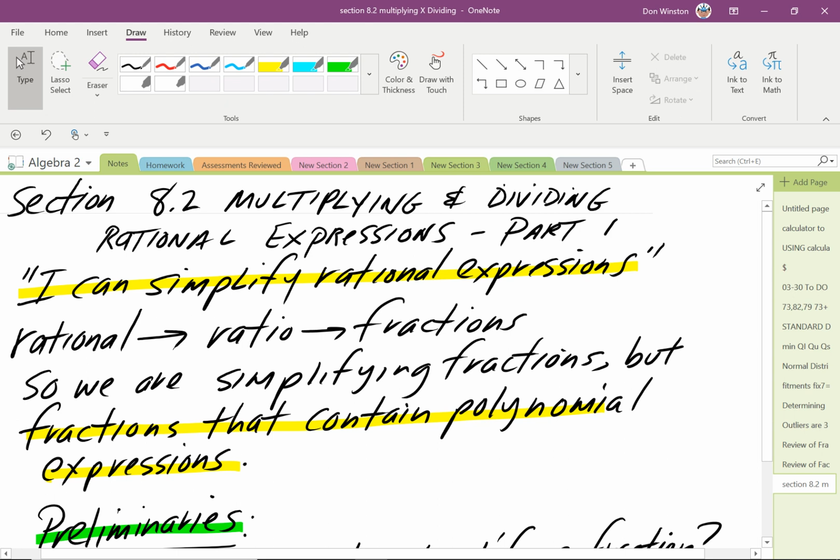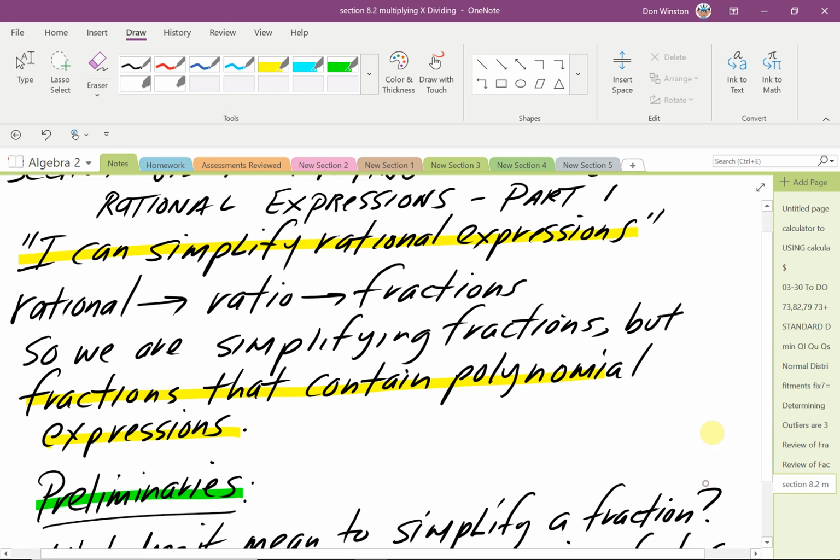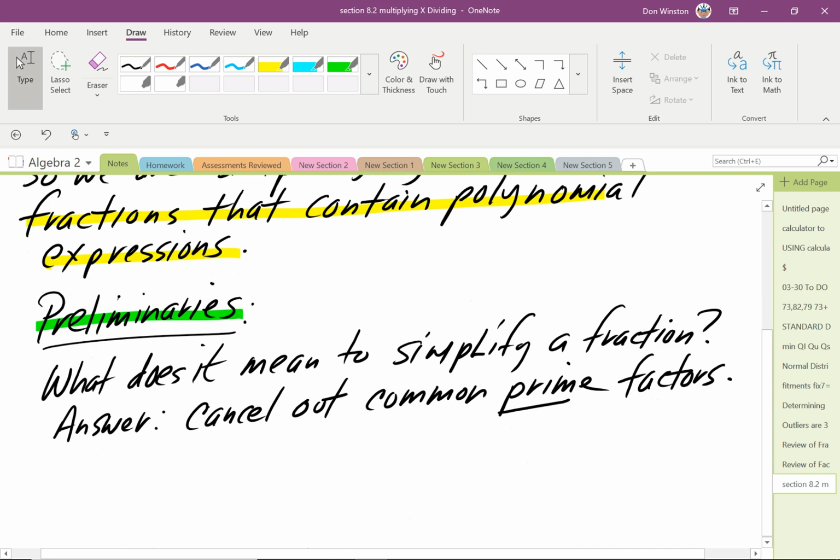Okay, so the key word here is rational. Rational meaning ratio, and ratio meaning fractions. So we are simplifying fractions in section 8.2, but fractions that contain polynomial expressions. Okay, polynomial expressions, and I'll get into that in just a second. But before we actually get into simplifying rational expressions, just let me review with you, go over some preliminaries.